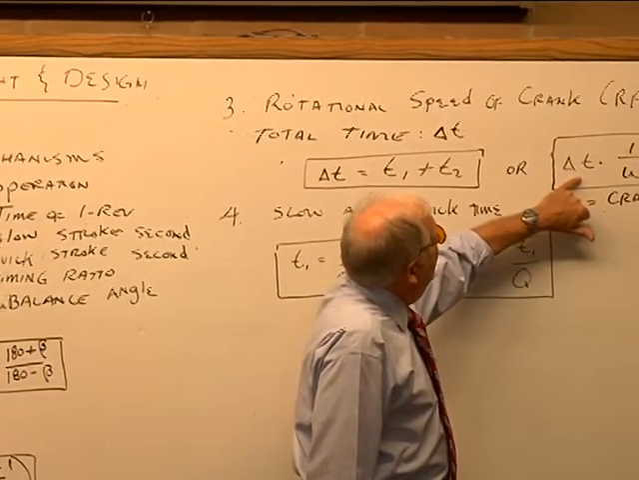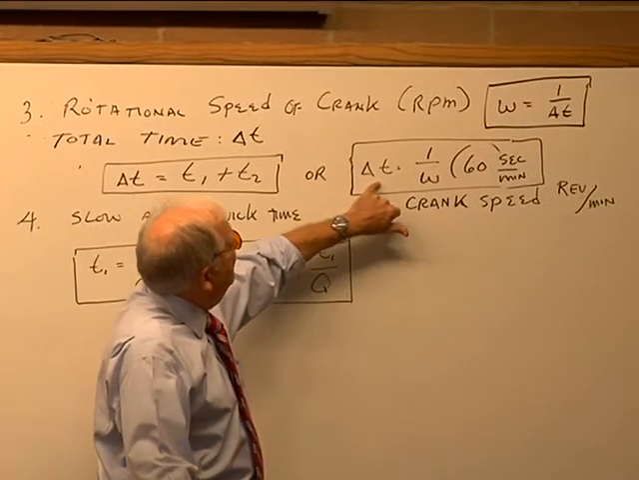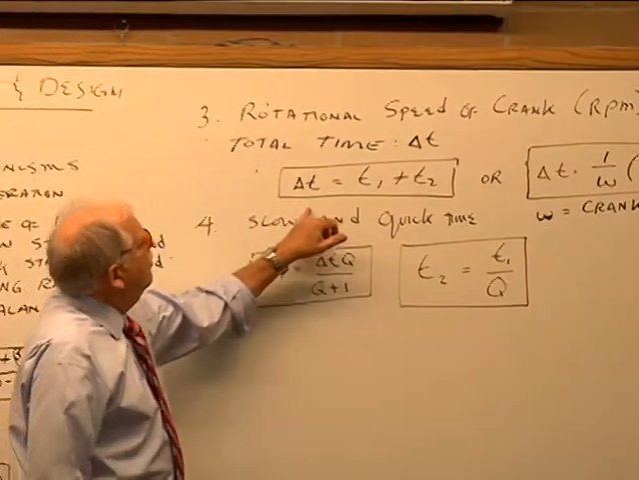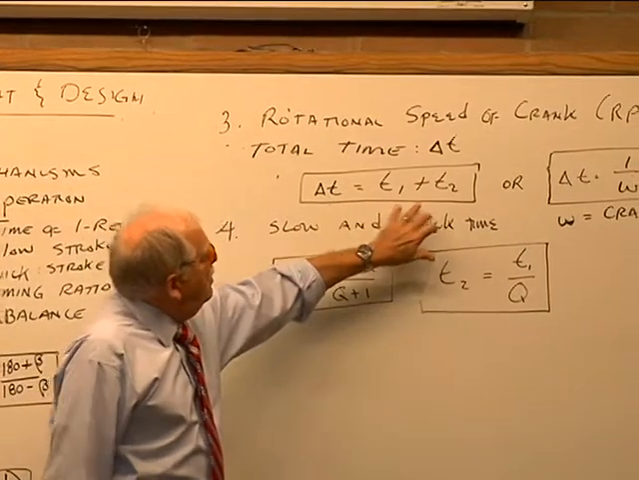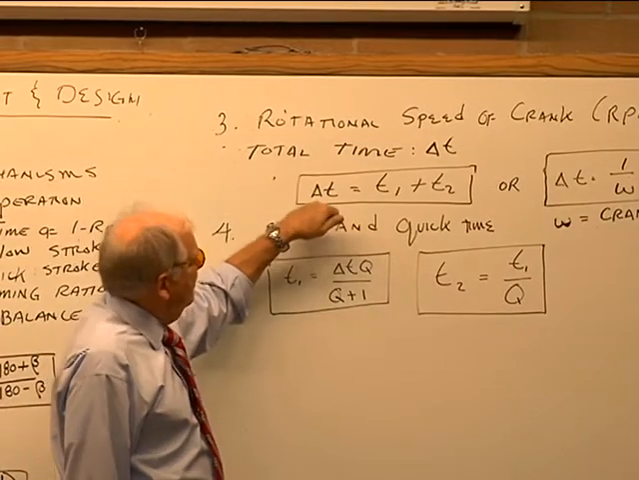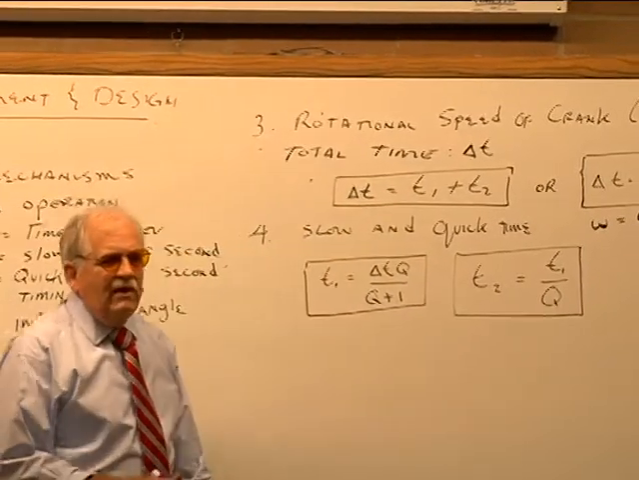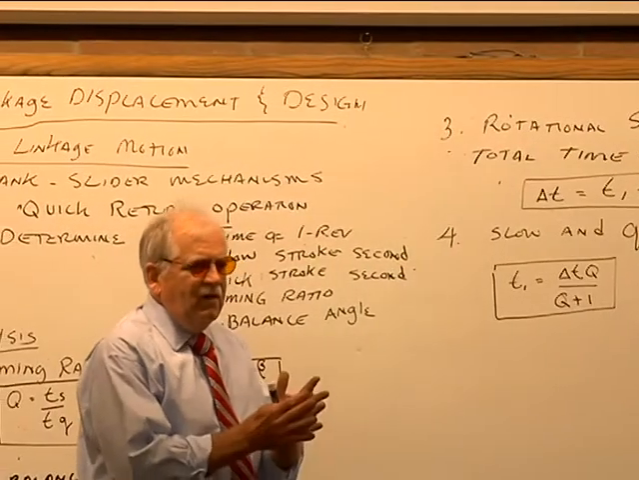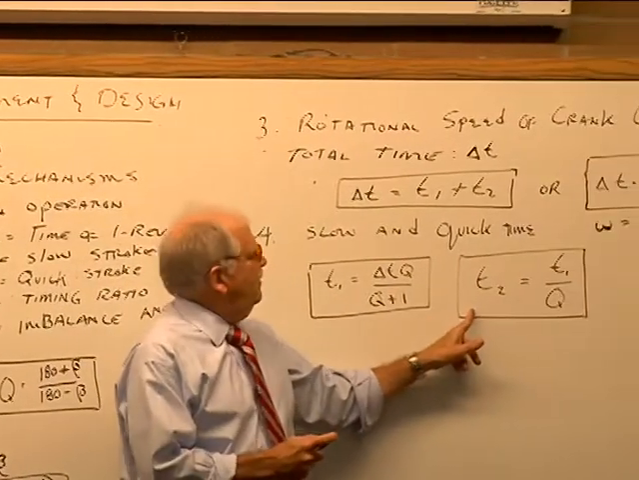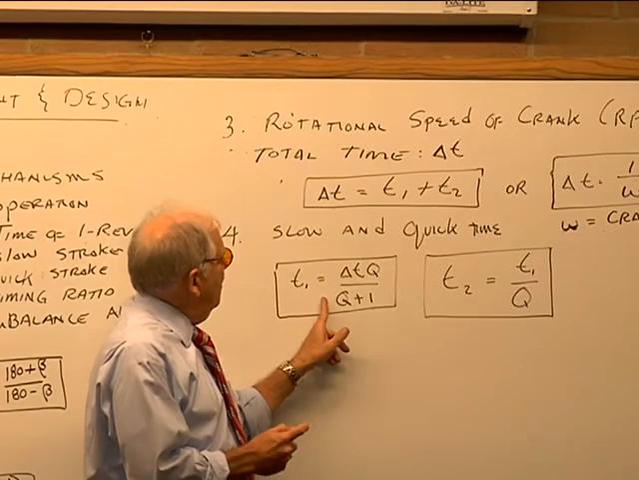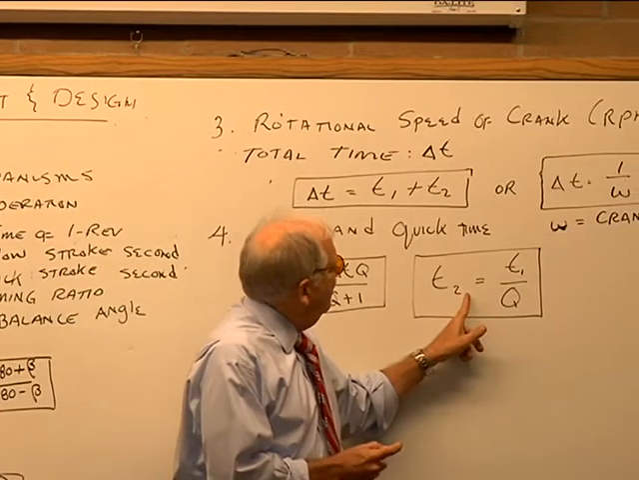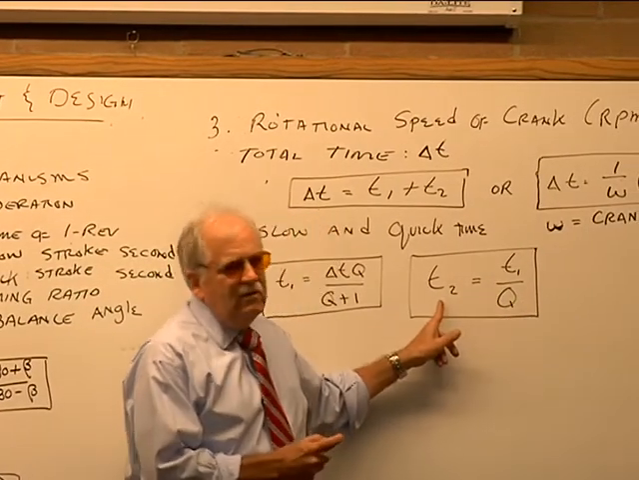So now if we want to discover what that total timing is, it's 1 over W times 60 seconds per minute. Or, of course, you may be given both of the two stroke times, and you can find the total time by just adding the two stroke times together. Now finally, another combination, depending on what's given and what is not, is when you want to find the timing of the two strokes. We can use this formula here if we know Q and delta T. And then we can find T2 if we know T1 and Q.